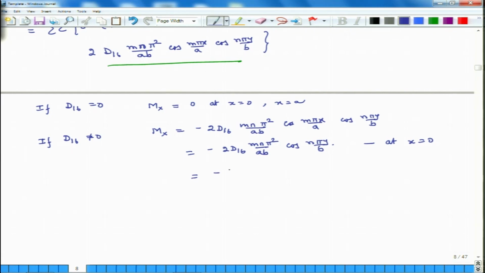This is equal to minus 2 D16 m n pi square over AB, cosine m pi y over B, and this will be plus or minus at x is equal to A. Because if at x is equal to A, what is the value of cosine m pi x over A? It will be cosine m pi. So suppose m is 1, then it will be negative 1. So this negative 1 will get multiplied by minus and it will become a plus.